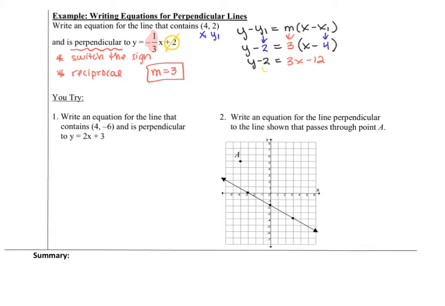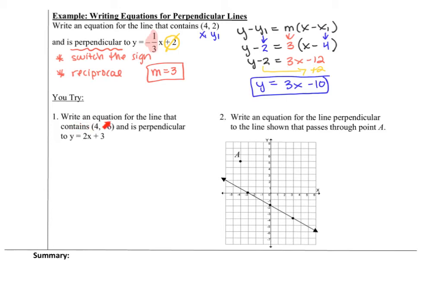Now we want to add the 2 to the other side so I can isolate the y. That's going to give me y equals 3x minus 10 because I have negative 12 and positive 2. That would give me negative 10. So this would be the equation of the line that is perpendicular to this line passing through the point 4, 2. Now let's do some practice.